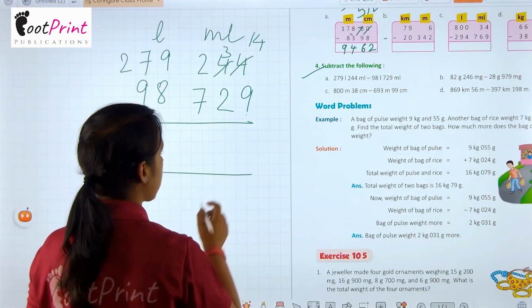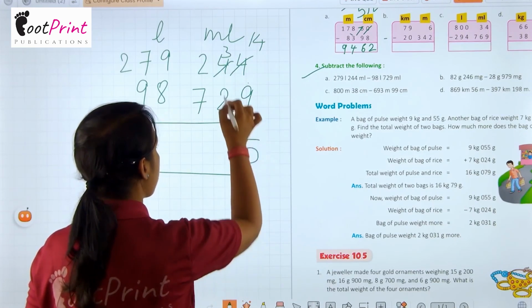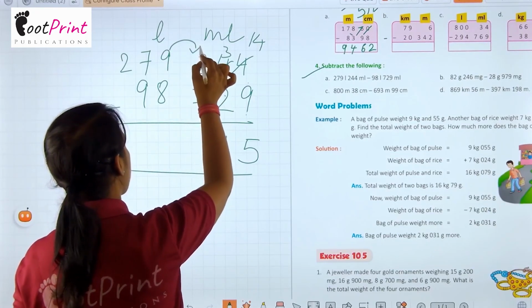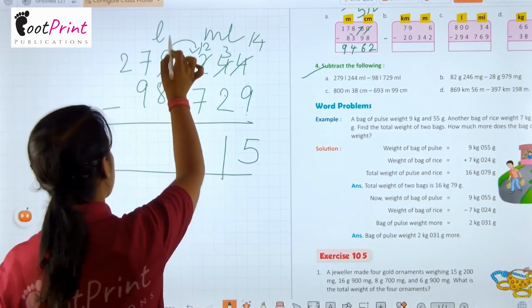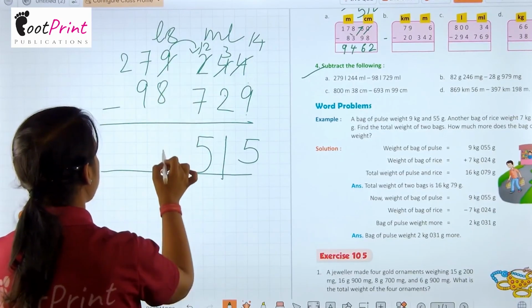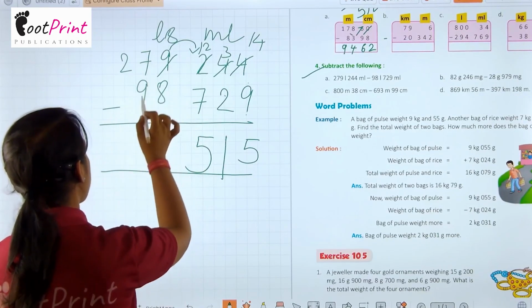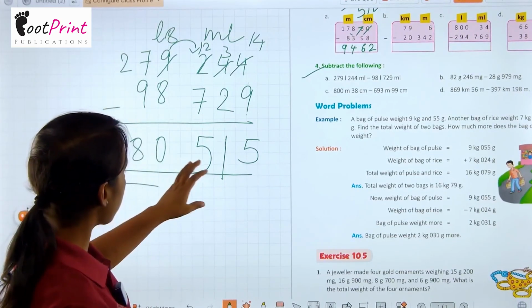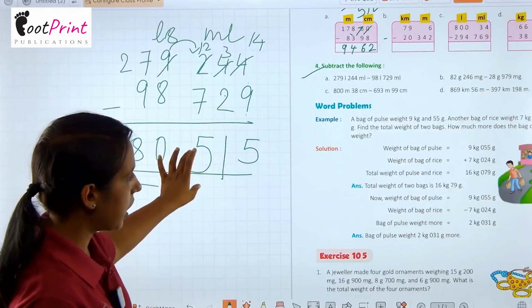14 minus 9 is 5. 3 minus 2 is 1. Here we have 2, so we will carry over here. It will become 12, it will become 8. So 12 minus 7 is 5, 8 minus 8 is 0, 17 minus 9 is 8. So we have 180 liter and 515 milliliter.